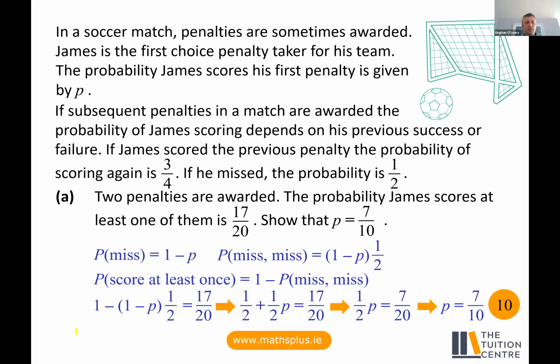Probability is something that doesn't sit easily with every student, and you would find that a hard 10 marks to get. However, you are given the solution. So you might be able to pick up partial credit in this question, and maybe not pick up the full credit, but you would be able to continue on because you know the probability of him scoring the first penalty is 7/10.